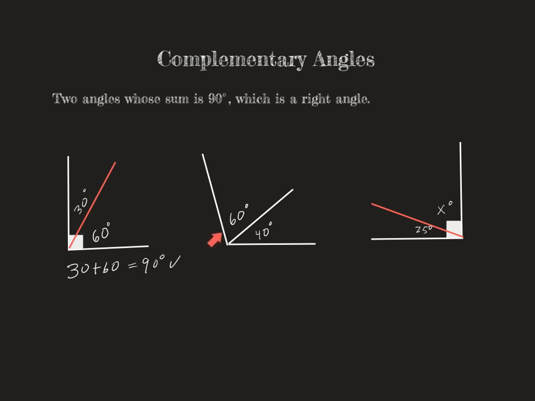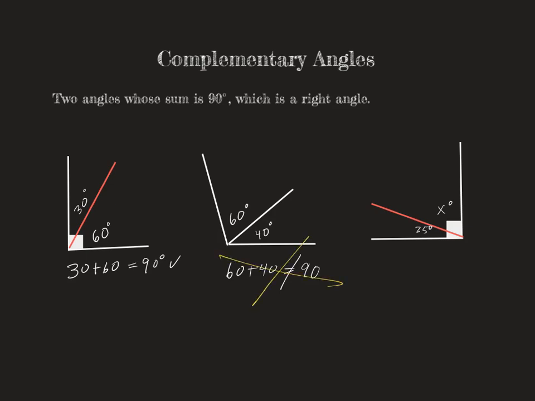Now, in the next one, you don't have a square, so you know it's not going to give you that. But now let's prove it using numbers. So I'm going to do 60 plus 40, and that's supposed to give you 90 degrees. But in this case, it doesn't give you that. So it doesn't really work out, so I'm just going to cross it out.